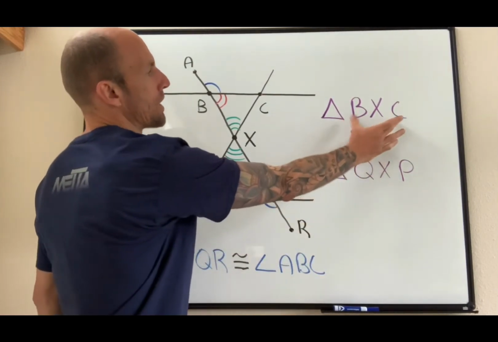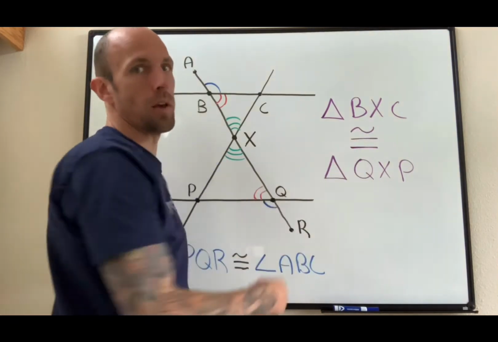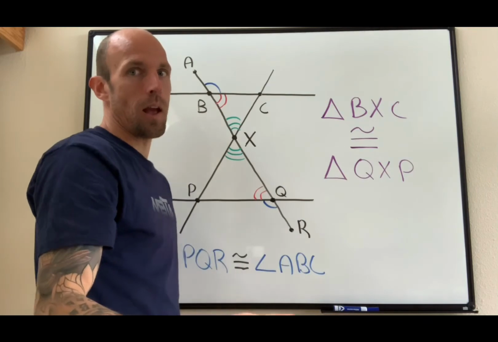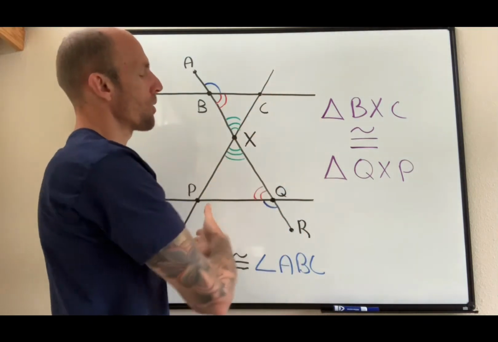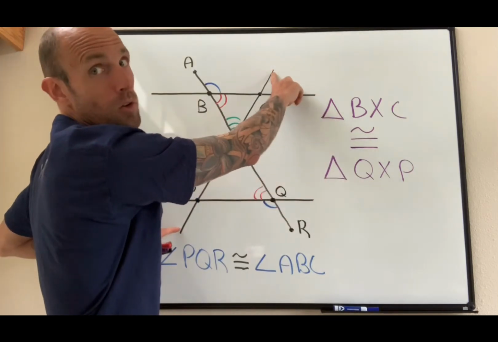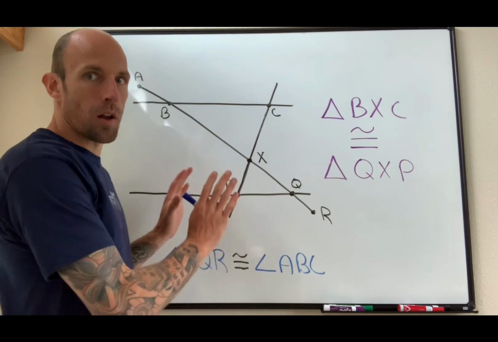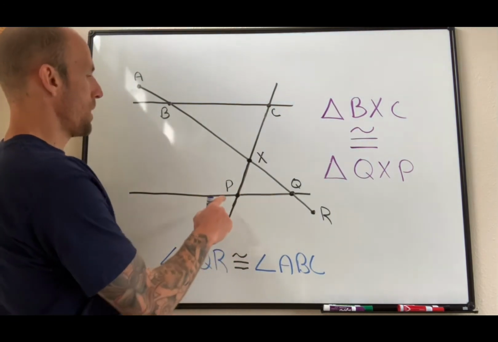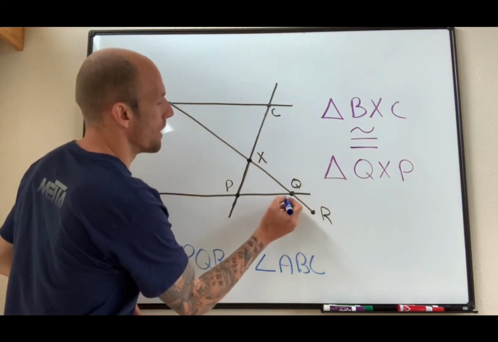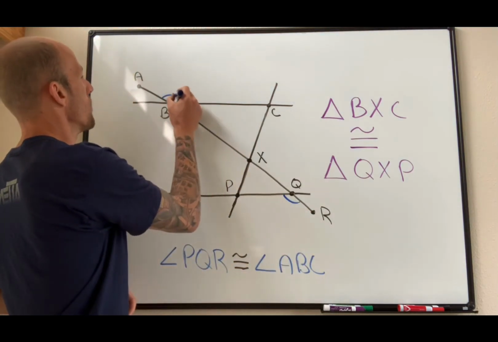There is no way triangle BXC can be congruent to triangle QXP in all cases. And there's a really easy way to show that, to convince yourself that that's true. And that's just to move one of these two lines. So here we've got the exact same situation, just drawn a little bit differently. PQR is still congruent to angle ABC.